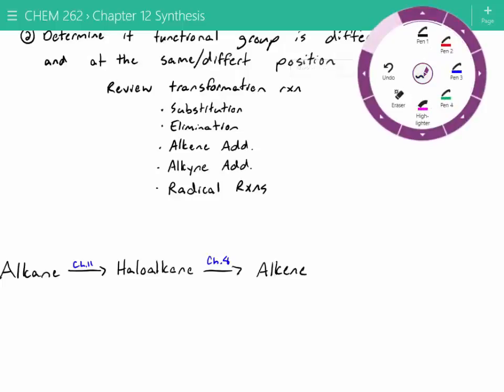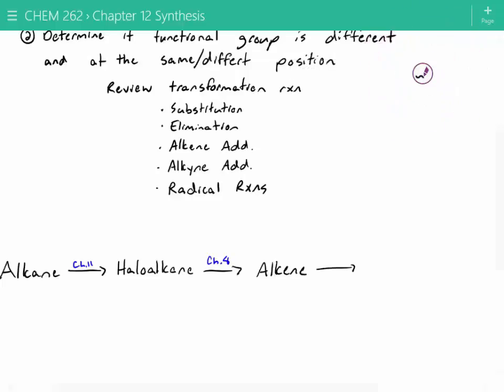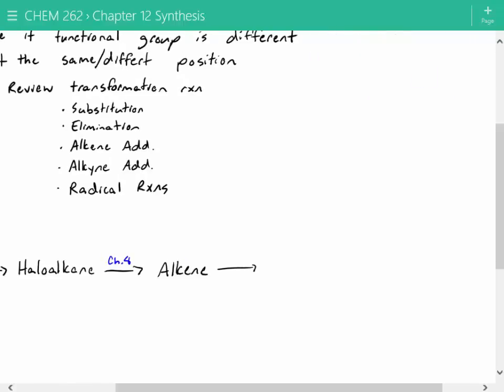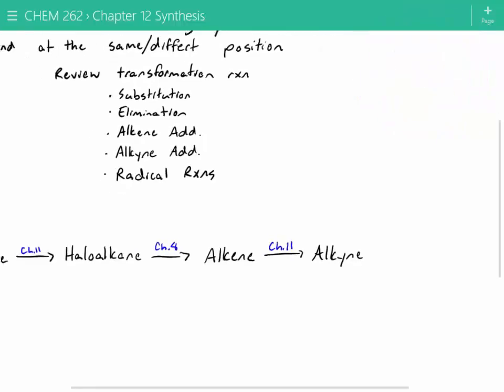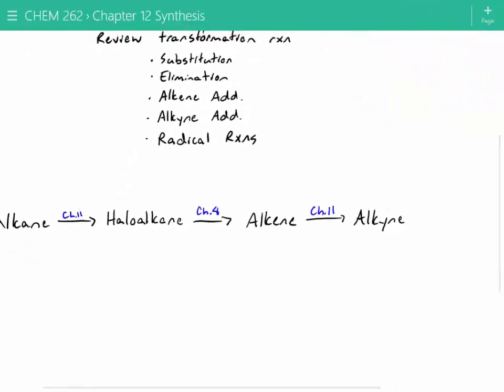And then we saw how we can go from an alkene to an alkyne in chapter 11. And we're not just stuck going in the forward reaction, right? We saw ways where we can go from our alkene to our haloalkane. We saw that in chapter 9.